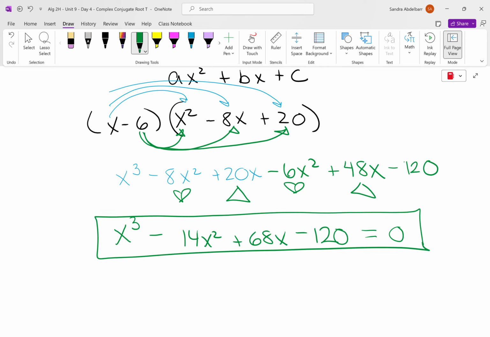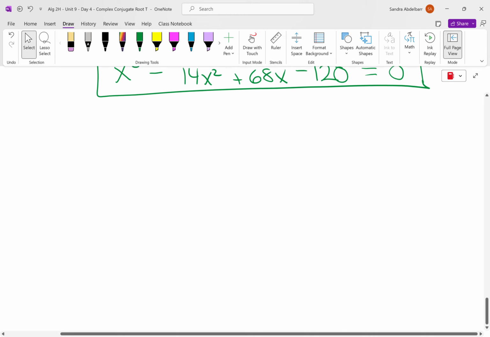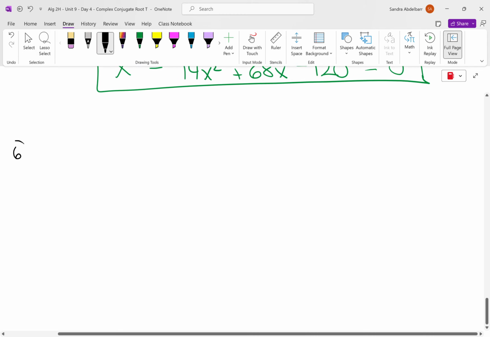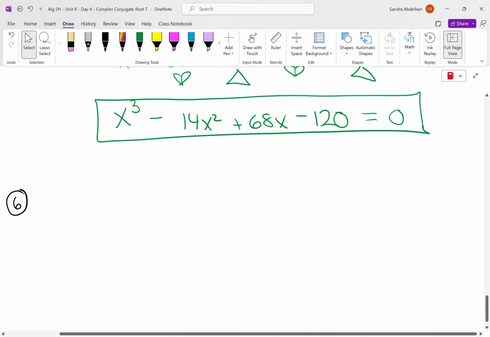Now, did I say write an equation or find the polynomial? Write an equation, so we're going to say equals 0. All right, last problem for today.